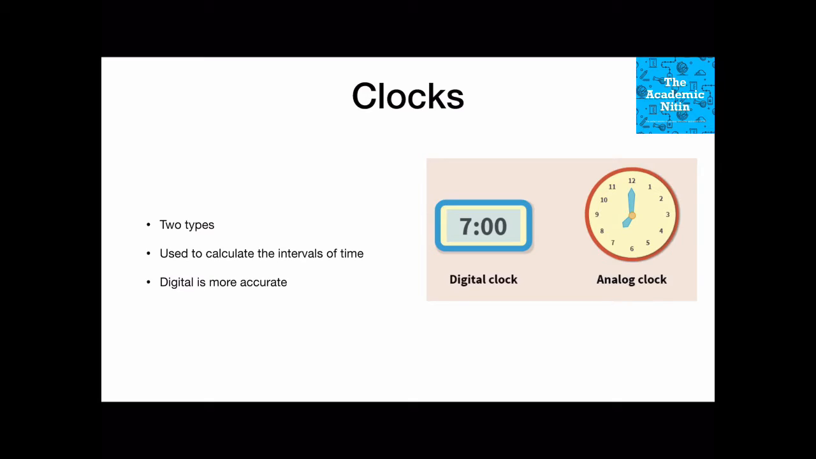Let me just give an example of why. As you can see in the analog clock, what is the time now? Not surprisingly, you may have answered to yourself, it's 7 o'clock, but it's actually 6:59. So you may have understood why the digital clock is more accurate. Let me move on.